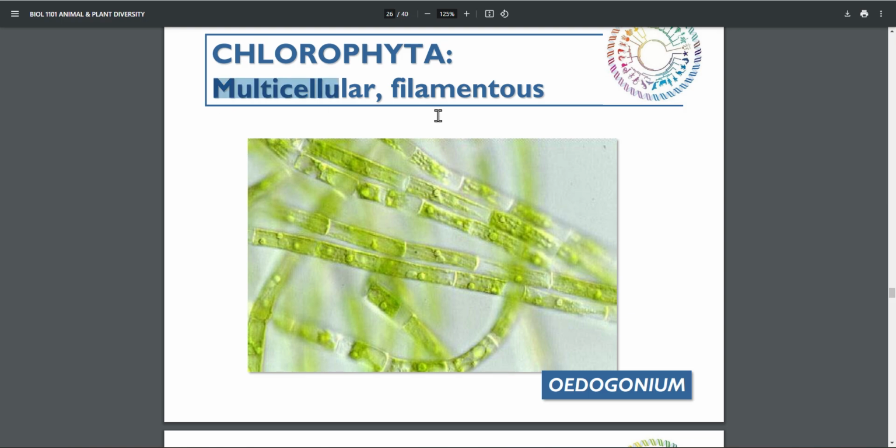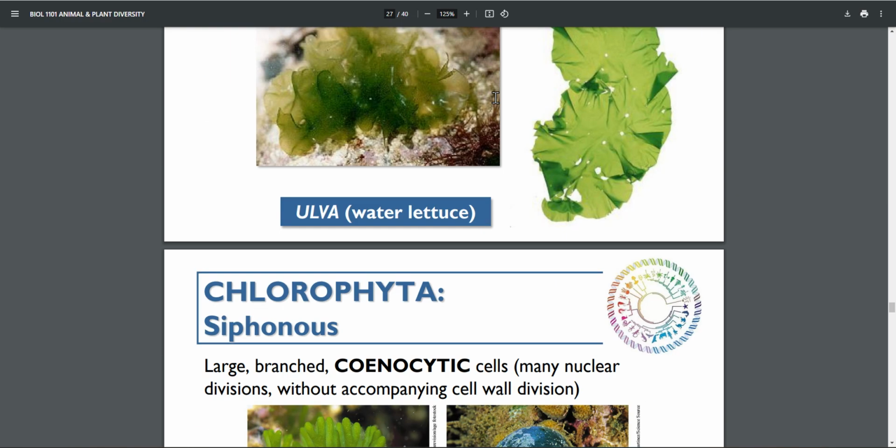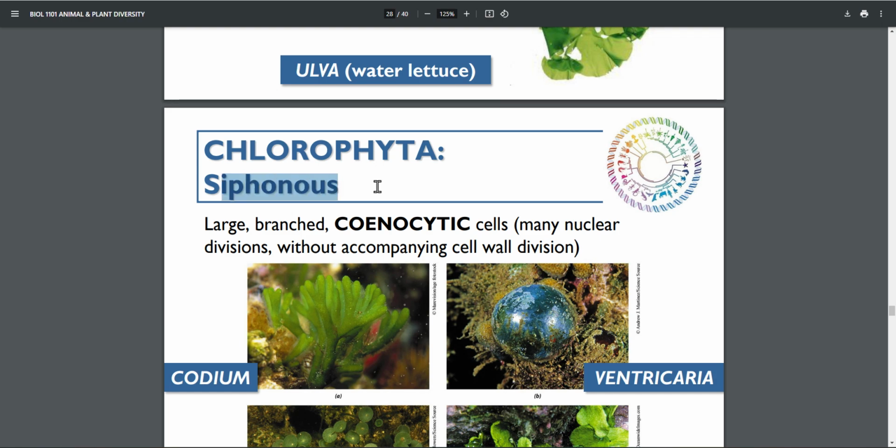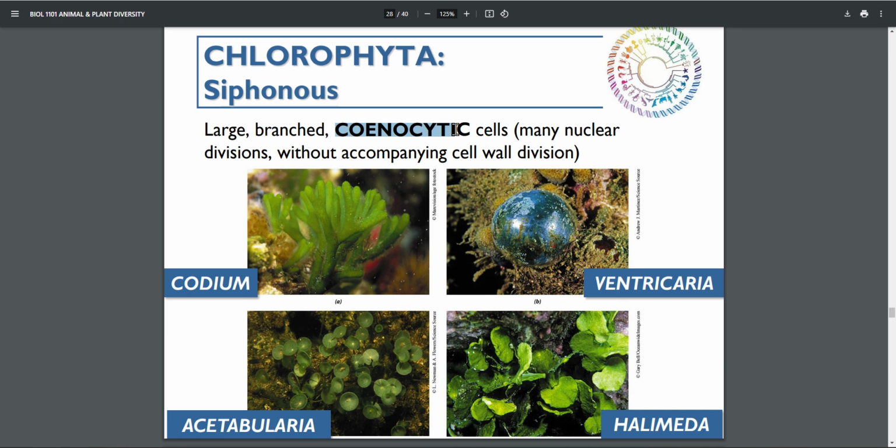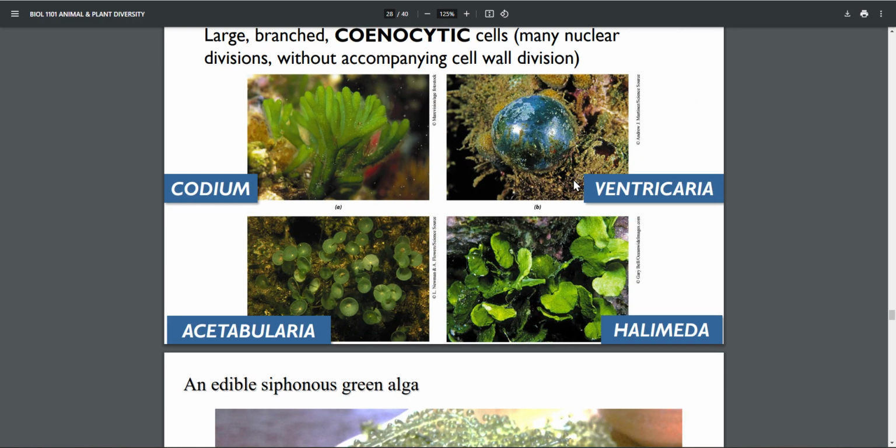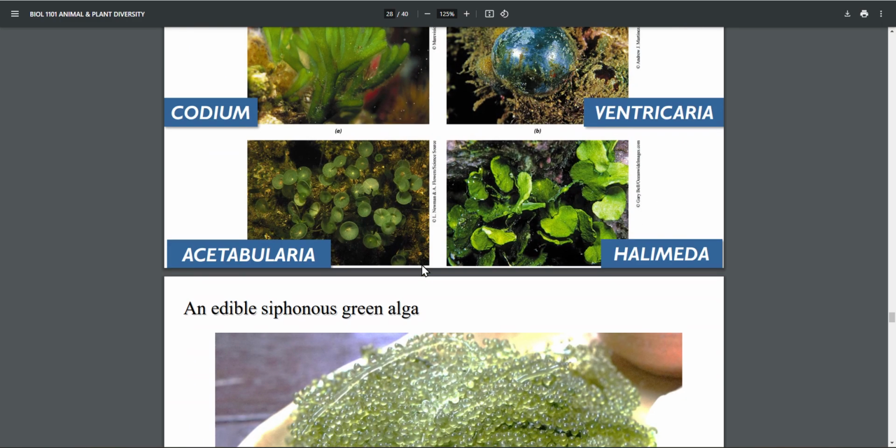And more: multicellular filamentous, multicellular blade-like, and this one is interesting, siphonous. So they are coenocytic, which means that they only have one big cell wall. They do not have division of the cell wall. They only have one big cell wall, but inside it they have many nuclei. So cell division occurs, it's normal, but there is no cell wall division. So only one cell wall, but many different nuclei inside the cell. Yeah, so these are some examples.